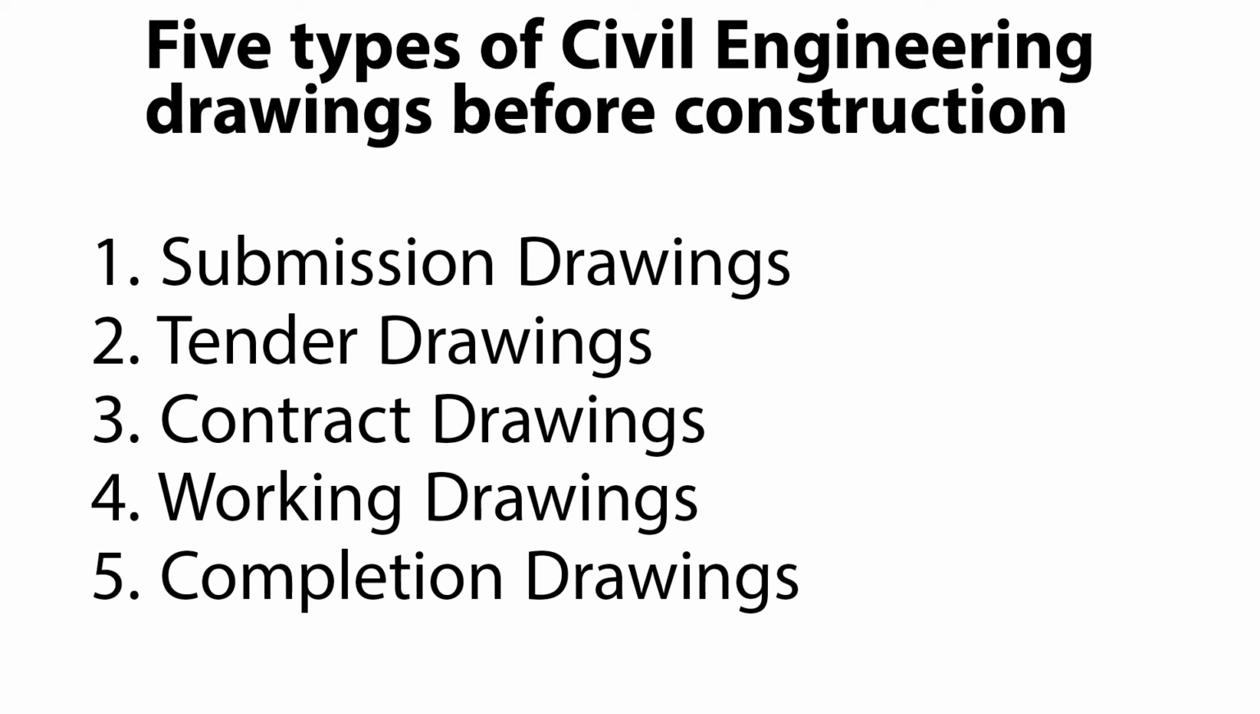Fifth is completion drawing. Completion drawings are also called record or as-built drawings. Certain variations, additions or alterations due to unforeseen site conditions can be made, but major changes are not allowed. So these are the five types of civil engineering drawings normally prepared before construction.